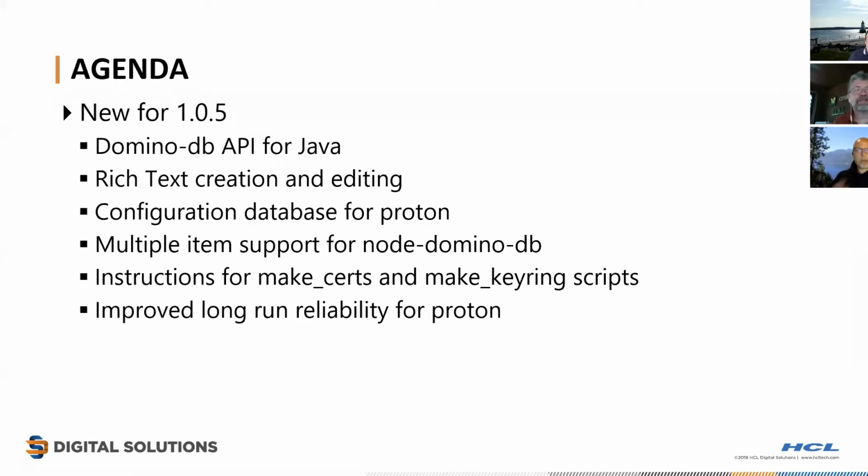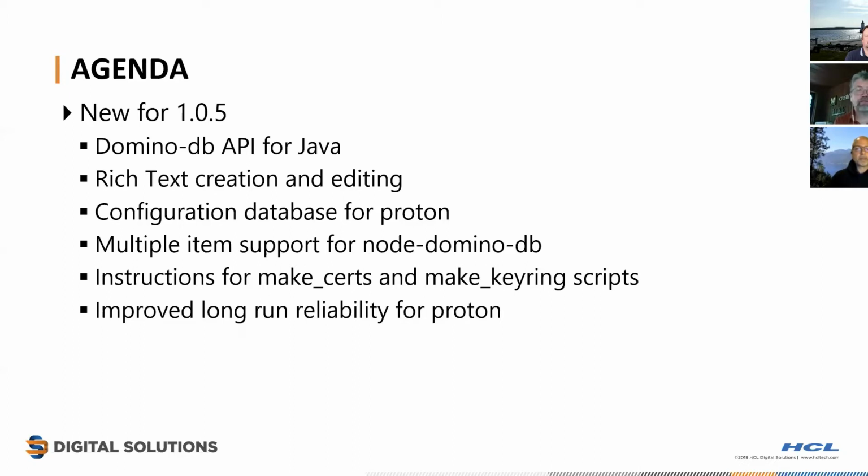So today we're going to talk about the new stuff in 1.0.5. There's quite a few things here. The first thing is a Domino DB API for Java. This is essentially analogous to the Node.js API, but it's for Java developers. And I'll talk a little more about that in the next slide. We also have added API for rich text creation and editing. We've also added a configuration database for Proton. So this will streamline your configuration tasks and get you out of Notes Ini.